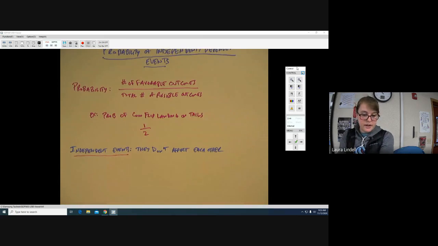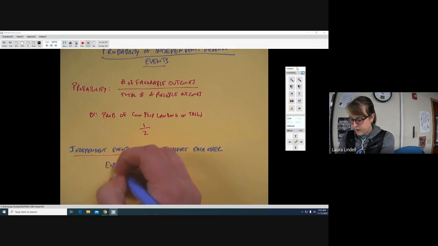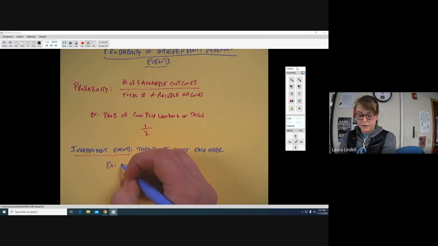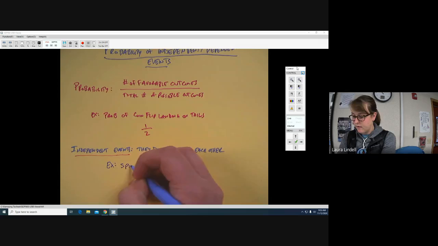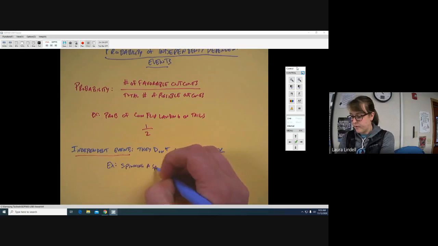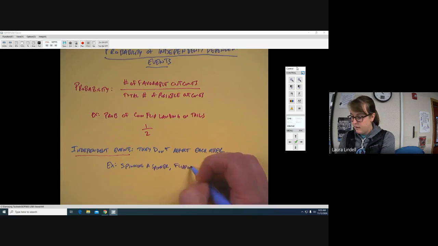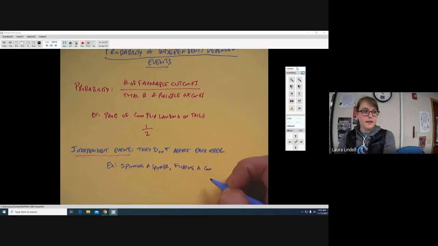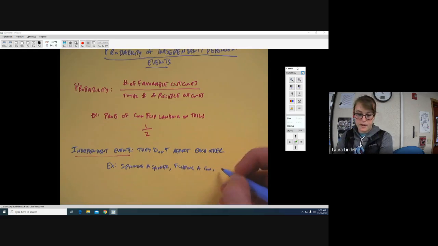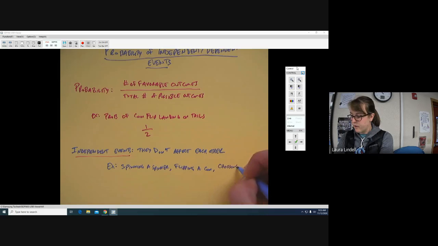So some examples of independent events. If you spin a spinner multiple times, those are independent events. So spinning a spinner, flipping a coin. It doesn't matter how many times I flip the coin. That's not affecting my probability down the road. Choosing a card, or choosing something else, choosing a marble out of a bag, stuff like that.